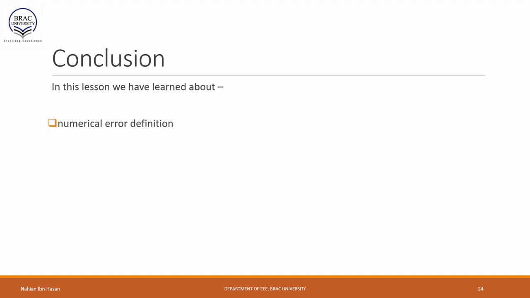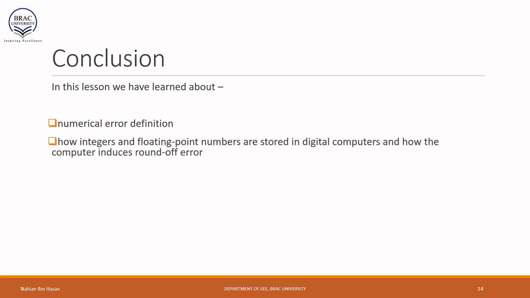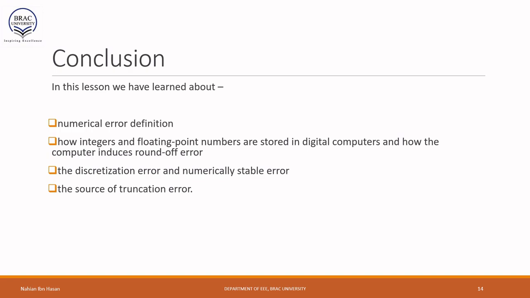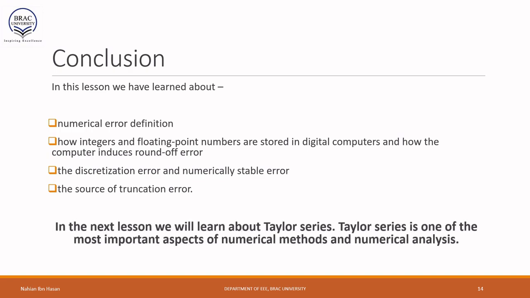So what did we learn? We learned the different kinds of numerical error definitions like truncation error, round off errors, etc. And also we have learned how integers and floating point numbers are represented in our digital systems or digital computers, how those numbers are represented and how truncation error and round off errors come into play. Also, we learned about discretization error and numerical stability error and the different kinds of sources for truncation errors.